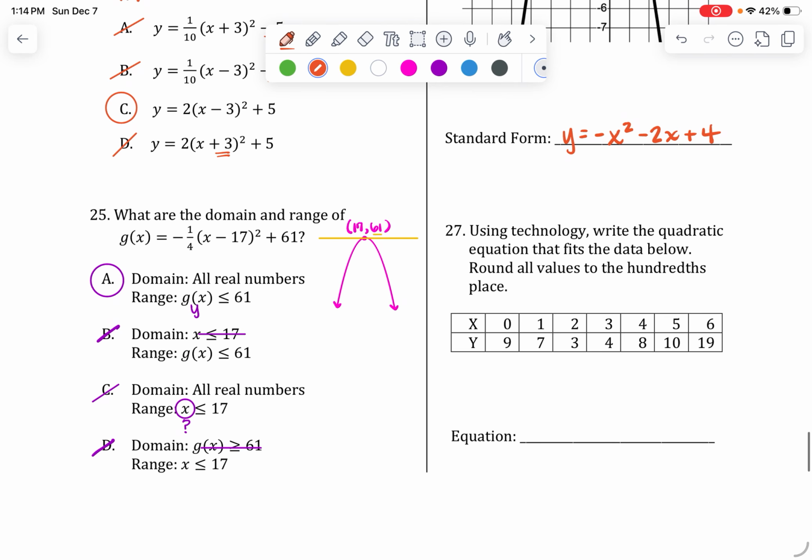All right, then we're going to go to our next question, which is basically the same thing, except this one does say use technology to write the quadratic equation that best fits the data below. So this is going to be a scatter plot, right? So we are going to be doing a quadratic regression. It says round all values to the 100th place. So we're going to go to 2 decimal places. I'm just going to write that down in case anybody needs a refresher. Hundredths is the 2nd decimal place, right? So 2 decimal places.